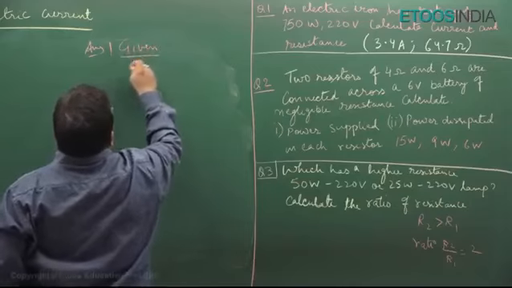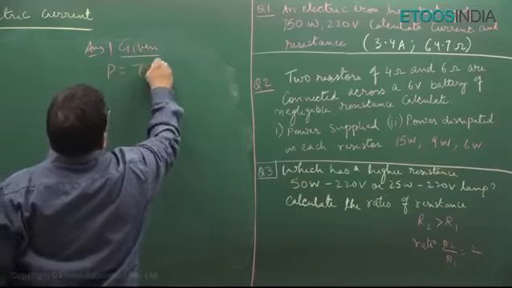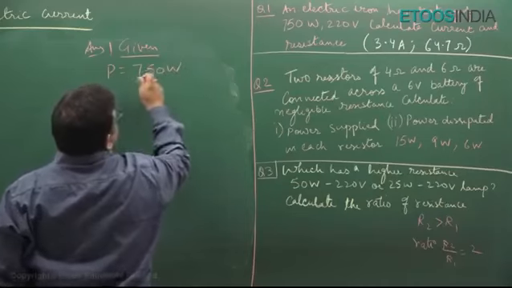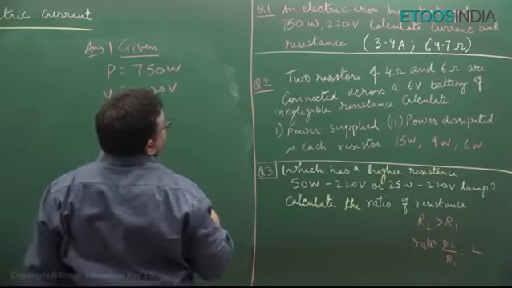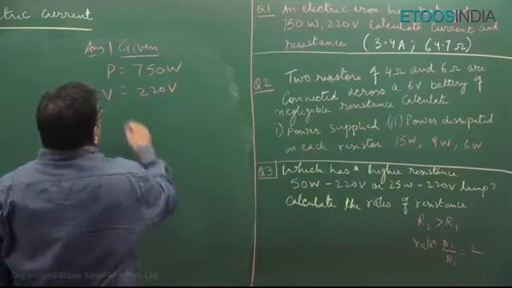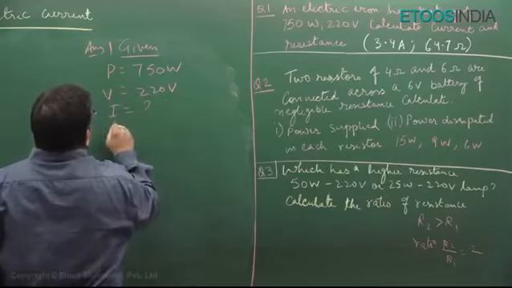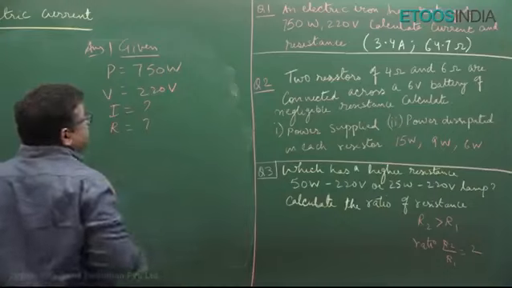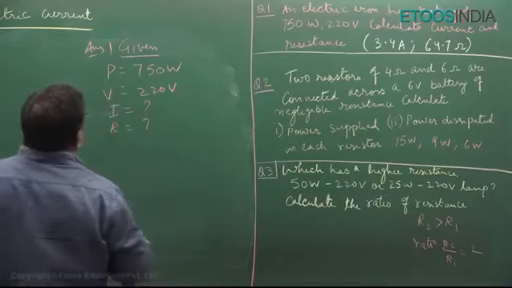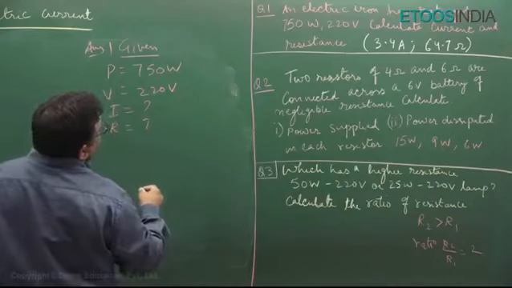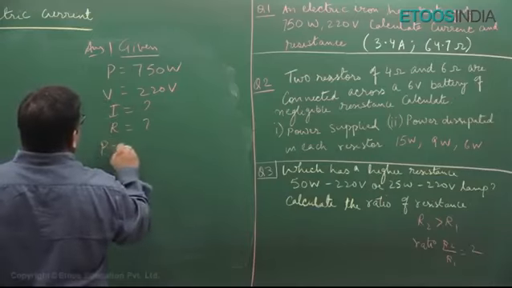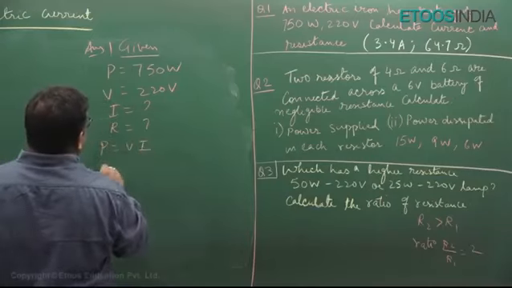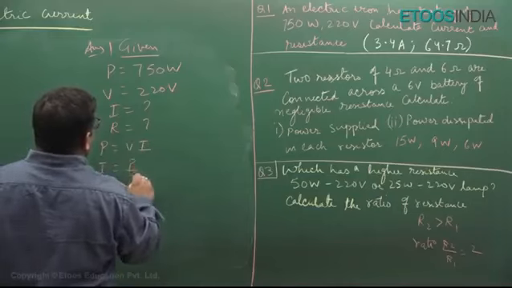So, what are the given things? Power is given, 750 watts, V is given, 220 volts. Got it? Now what we need to find is total current and R, resistance. So we know that we can find the current by P is equal to VI, or I is equal to P upon V.